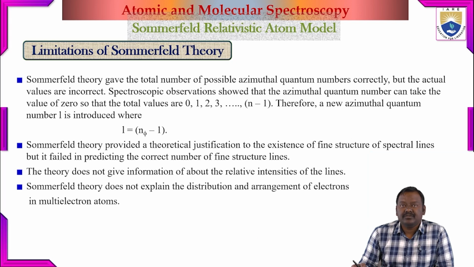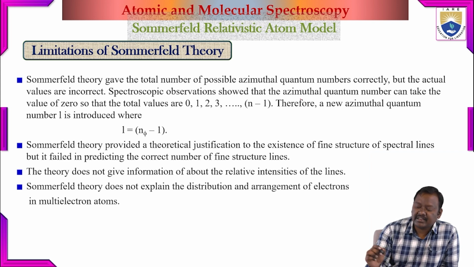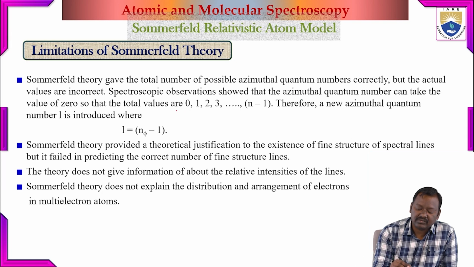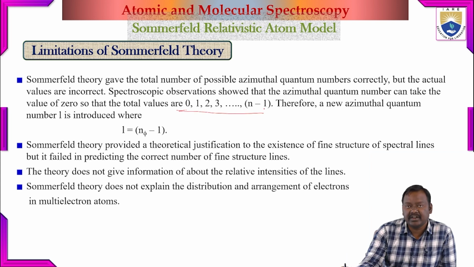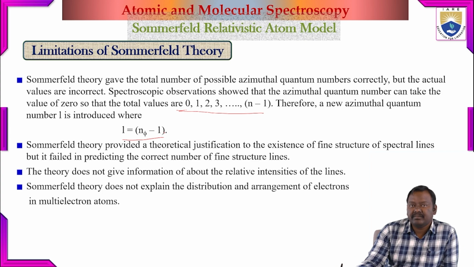Okay, so even though fine structure is explained by considering the elliptical orbits and relativistic correction, by considering the variation of electron mass, Sommerfeld's theory of the relativistic atom model could not take the azimuthal quantum number values properly. Later observations are that we can take the azimuthal quantum number as zero also, so that the azimuthal quantum number could be from 0 to n minus 1. Therefore, a new azimuthal quantum number L is introduced, where L equal to n_phi minus 1.